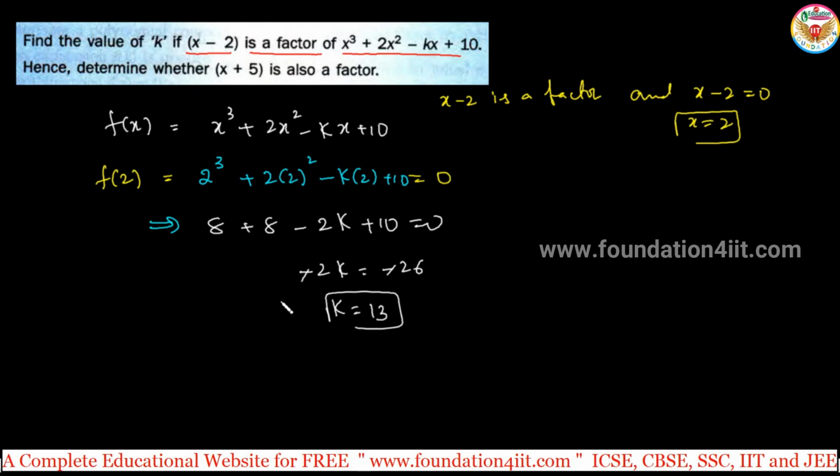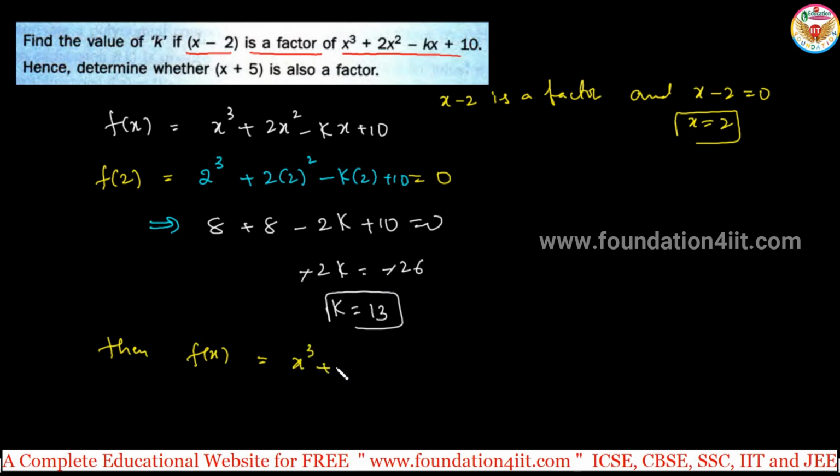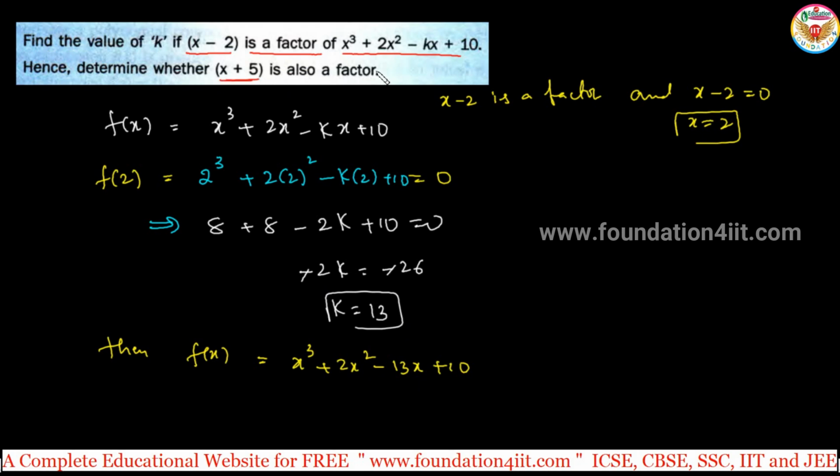Now on substituting k equal to 13 in the given expression, f of x becomes x cube plus 2x square minus kx, where k is 13, so 13x plus 10. Now the question is to determine whether x plus 5 is also a factor. Determine whether x plus 5 is also a factor. So x plus 5 is mentioned.